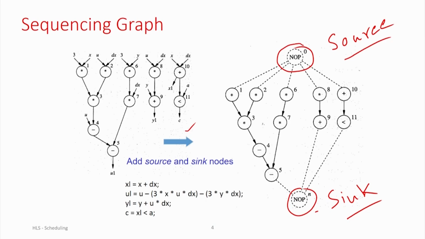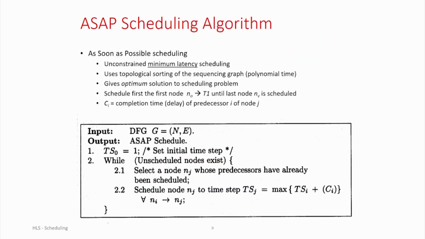So, we are going to talk about scheduling in this sequencing graph. It is nothing but the data dependence graph, right. And we are going to take the same example to discuss all the algorithms that we are going to learn today. Okay. So, the first and the easiest scheduling algorithm is ASAP.